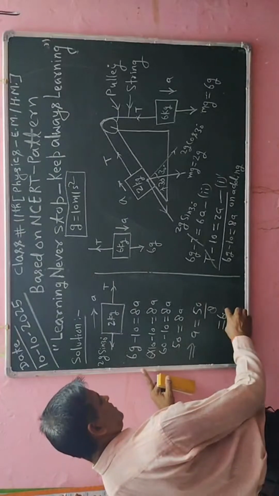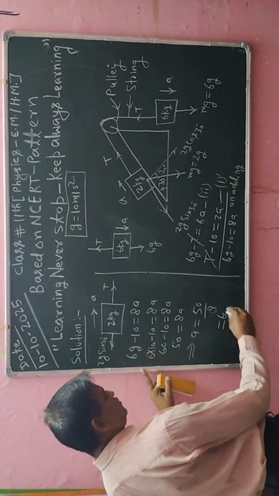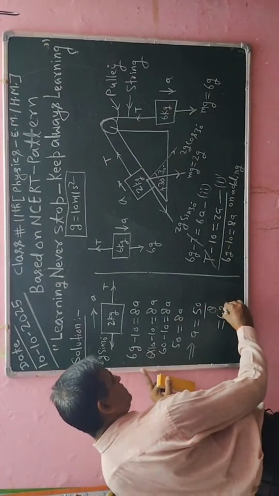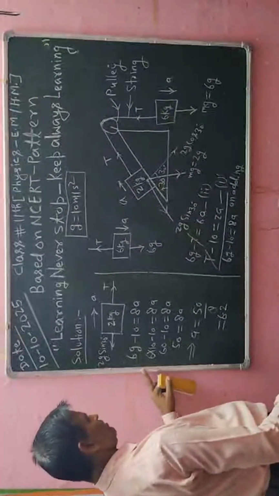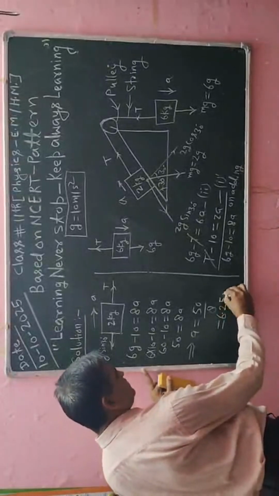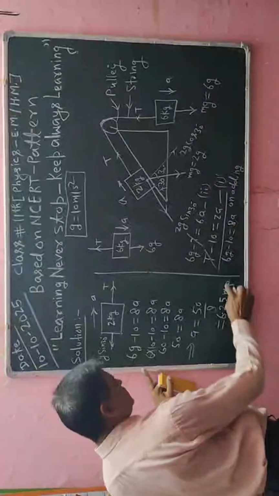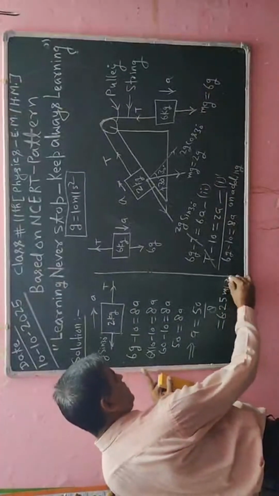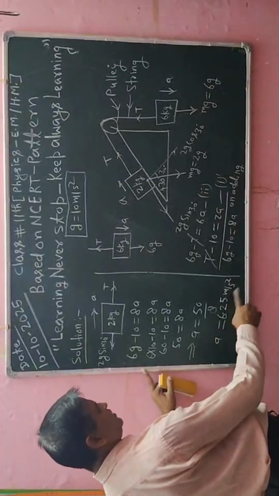8 sixes are 48. There will be 2, 8 twos are 16. I will get 4, 8 fives are 40. So this will be meter per second square. So here I have got the value of A. The value of A is equal to 6.2 meter per second square.